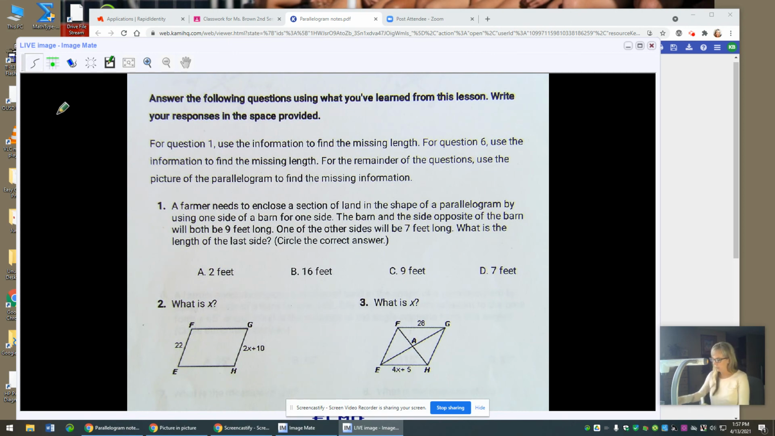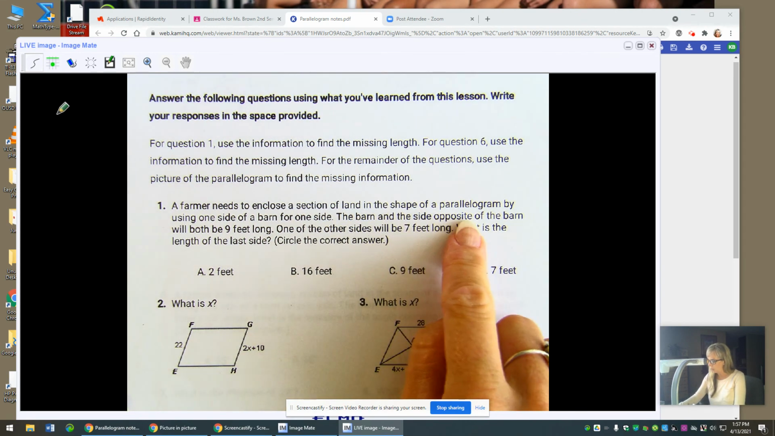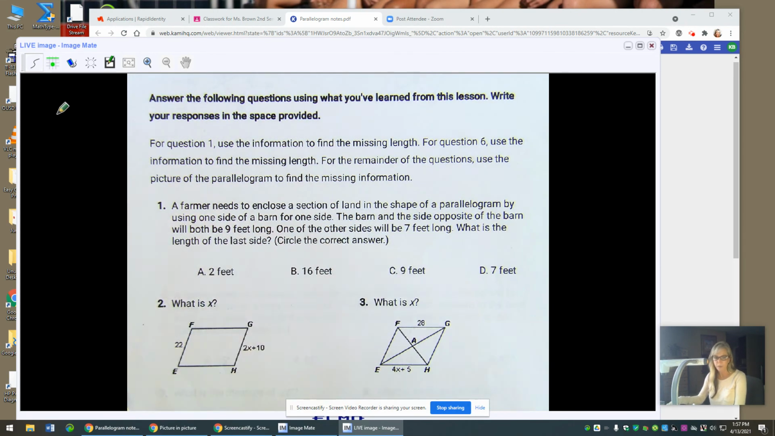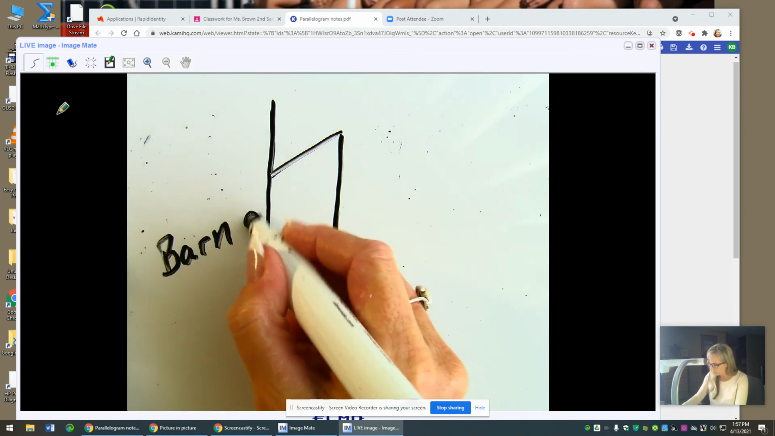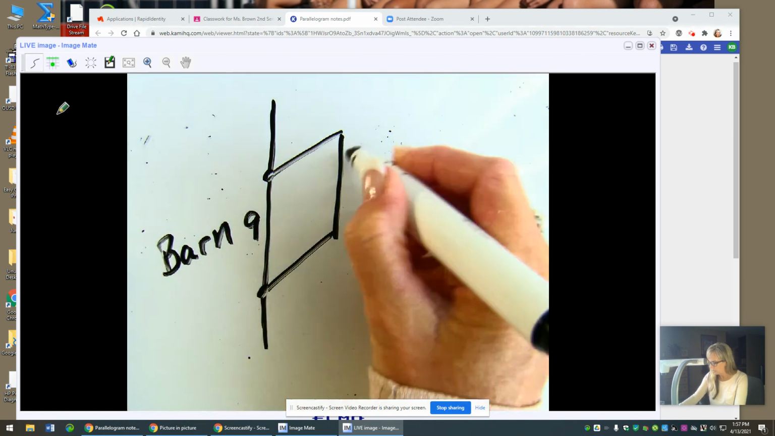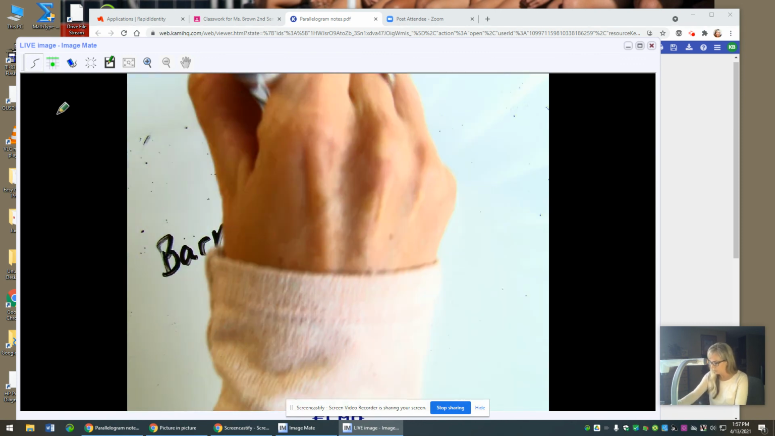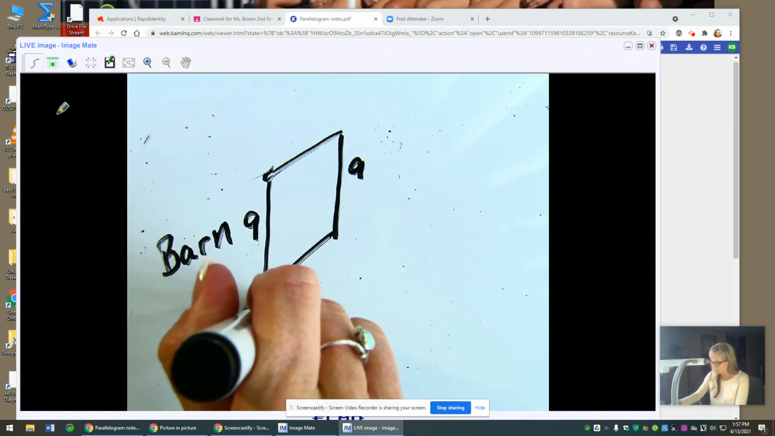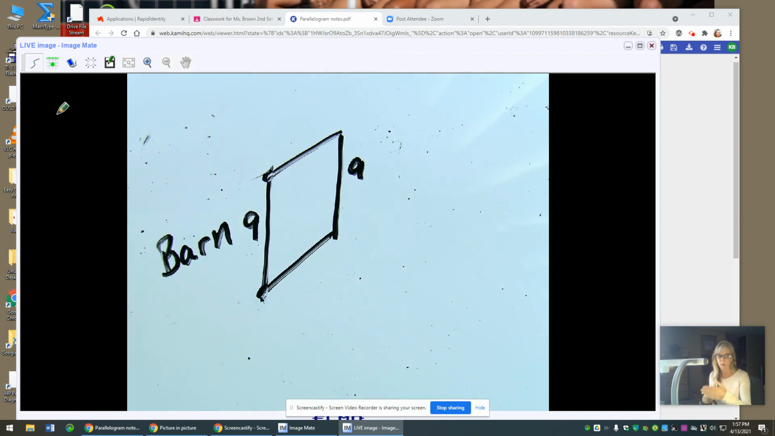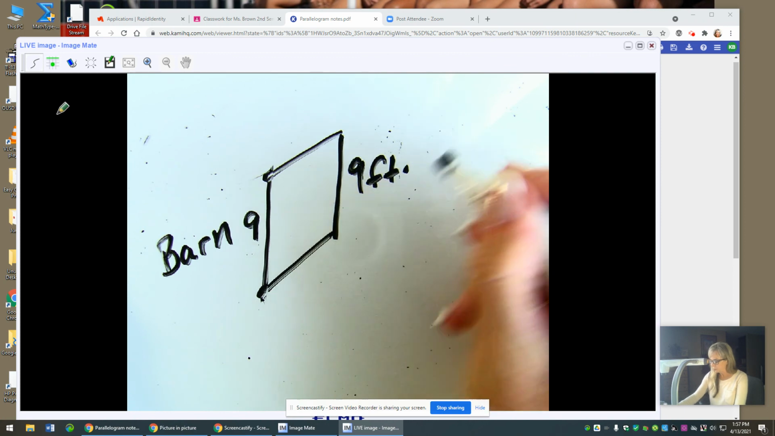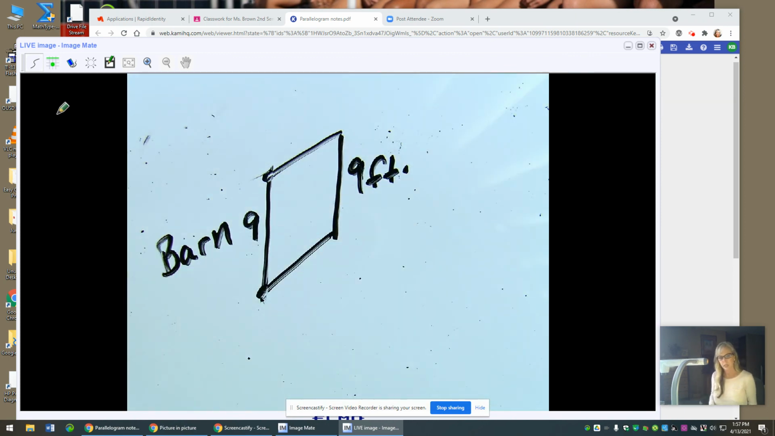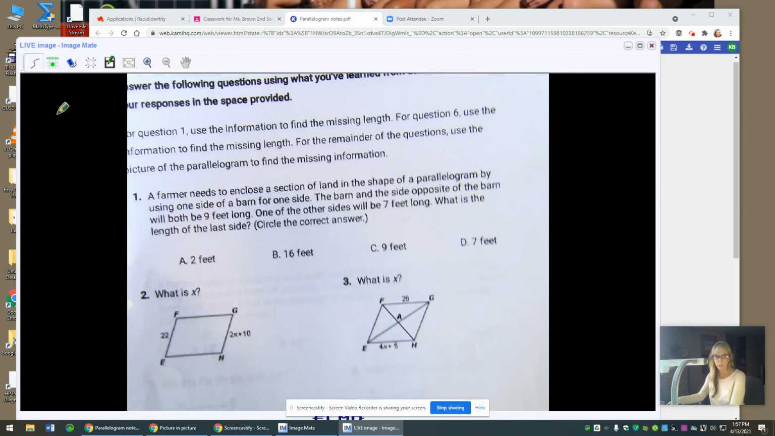The barn and the side opposite the barn will both be 9 feet long. All right, the barn, this right here, and the side opposite. So they're going to use the edge of the barn, and they're going to go from one edge to the other. Those are both 9 feet. That one's 9 feet also. It doesn't look like a parallelogram, but it's just a bad drawing.